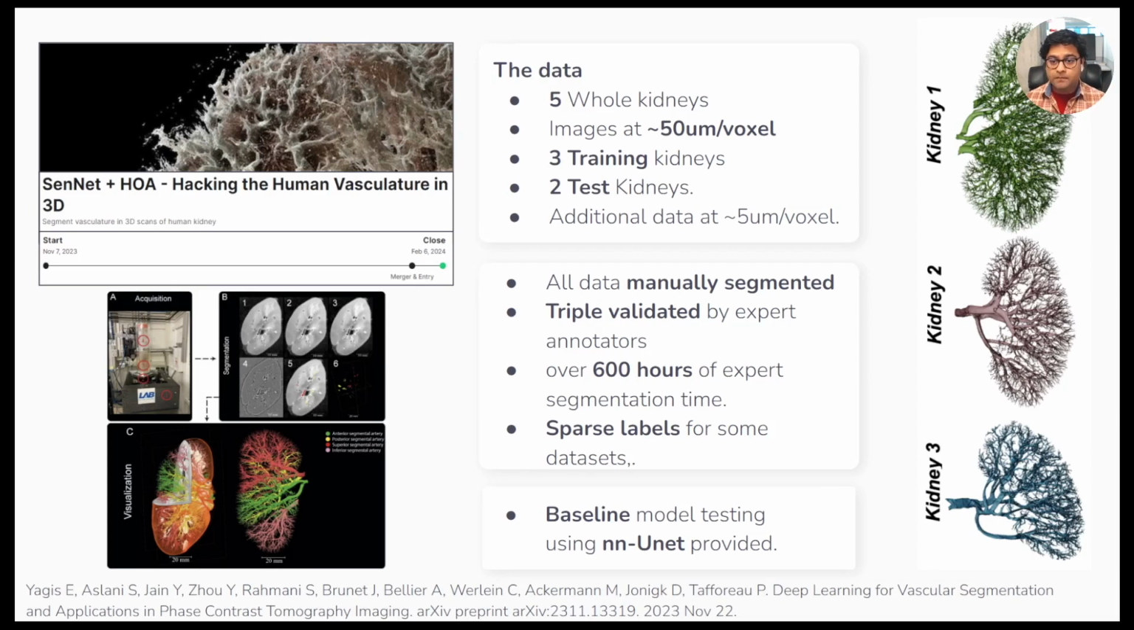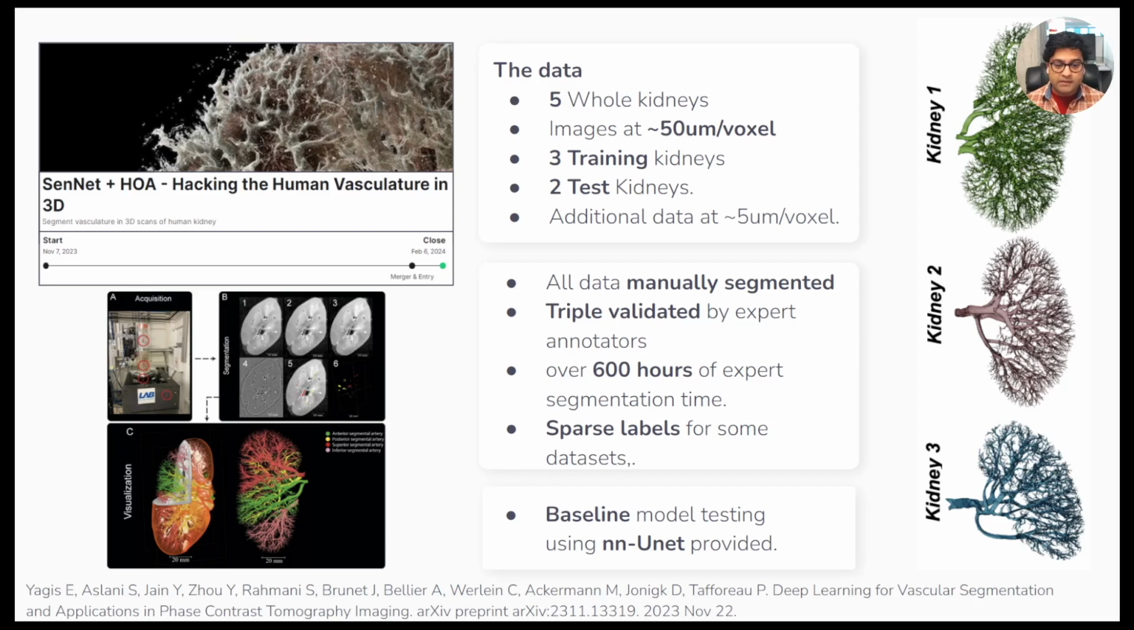So how did we set up the competition itself? We had 5 whole kidneys imaged at roughly 50 microns per voxel. We divided that set into 3 training kidneys and 2 test kidneys, one for the public test set and one for the private test set. We also provided some additional data at nearly 5 microns per voxel. All of this data was manually segmented by Dr. Lee's team at UCL. It was triple validated by expert annotators and required over 600 hours of expert segmentation time, which I hope helps highlight the challenge and the importance of solving this problem.